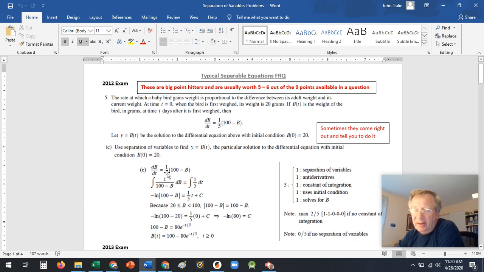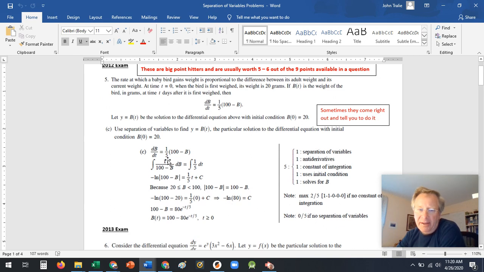When they do, it's one of the later things we did in the course this year. So basically you get all of the b terms on one side, you get all of the t terms on the other, you integrate both sides. They're going to give you an initial condition that you're going to use to solve for the constant. So you can see out of the 5 points available, 3 points are to separate the variables, find the antiderivatives, find the constant of integration, and then use the initial condition.